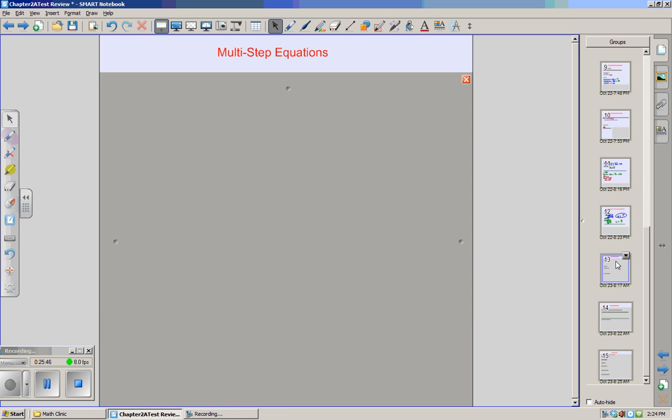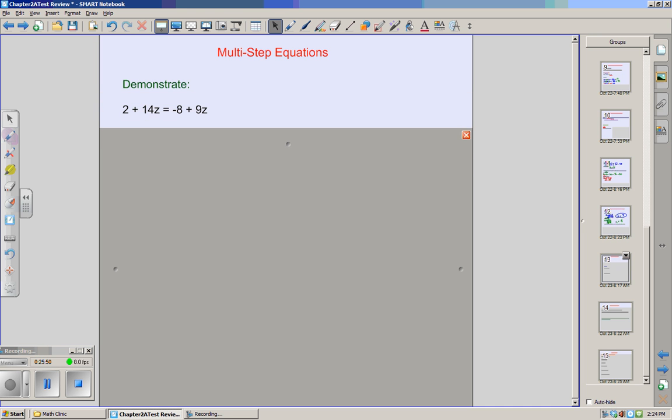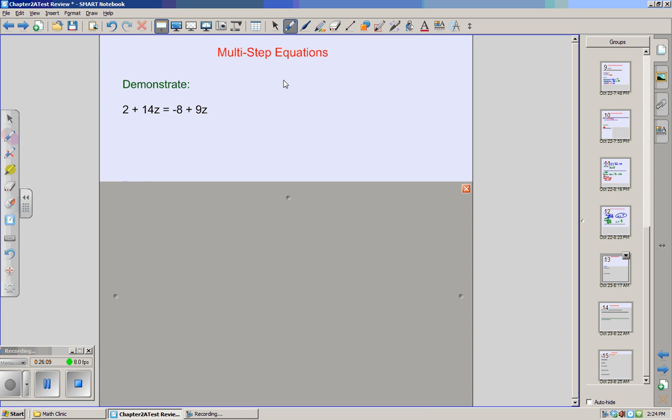Moving right along, let's move to multi-step equations. Multi-step equations are the one place that students seem to get most confused on. It is the last part of our unit, and it incorporates the most steps. I will demonstrate the first one. Please watch closely. It might be helpful for you to write this along and use this as an example when you're solving your problems.